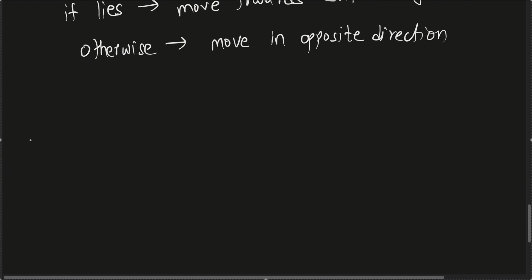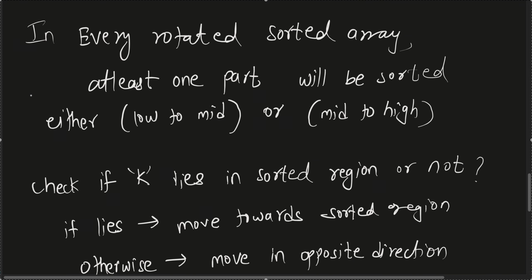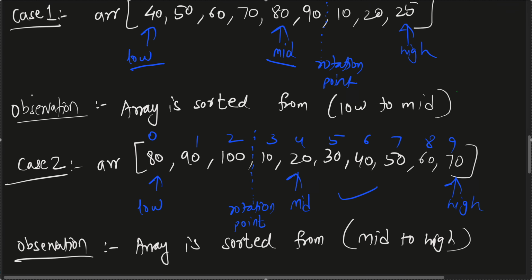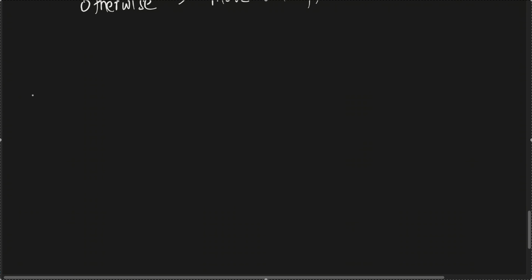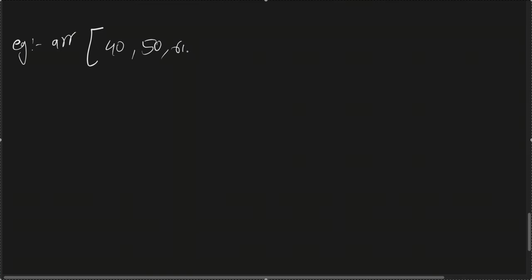Right. So let's do the dry run. This is the observation that we get from case 1 and case 2. Now let me do some dry run, then we'll understand it more clearly. Let's take this previous array example. Let's say the given array is 40, 50, 60, 70, 80, 90, 10, 20, 25.